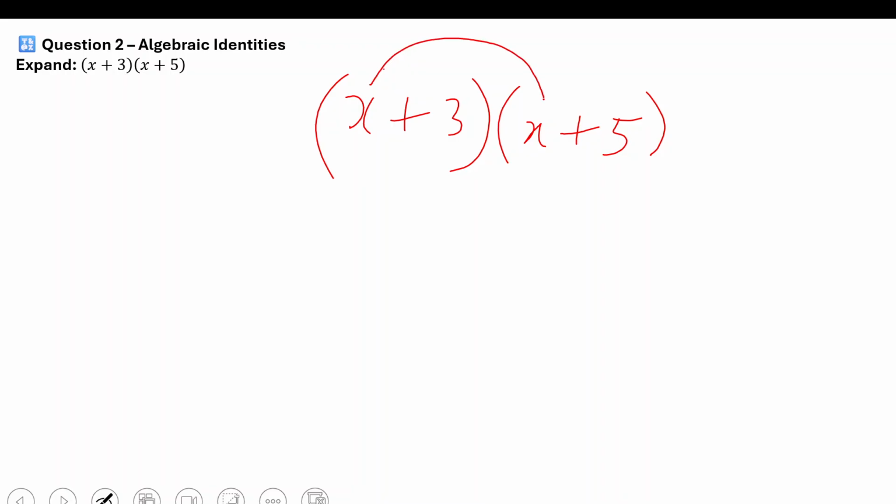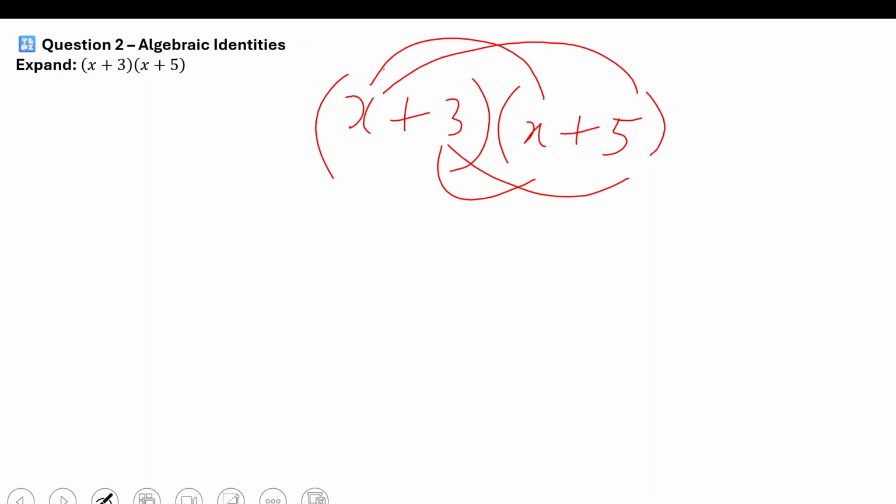X here will multiply x here. Then I'll have the expression. This same x will multiply 5. So I'm having two terms. Then again, 3 will multiply x and 3 will multiply 5. So I'm having 4 terms after this operation, after this procedure.